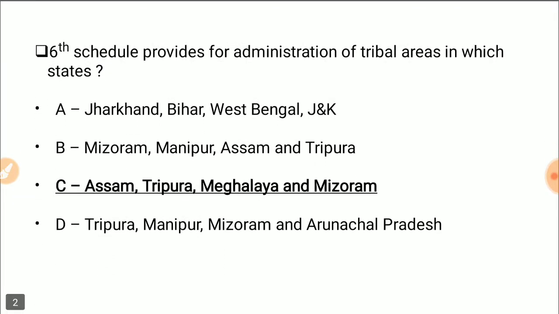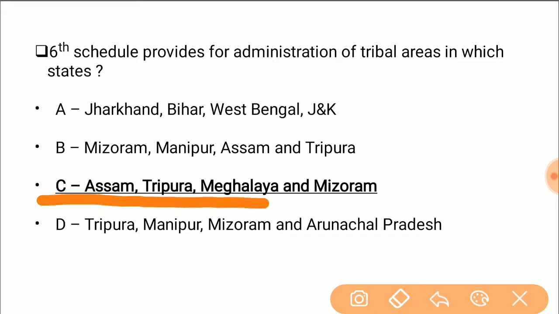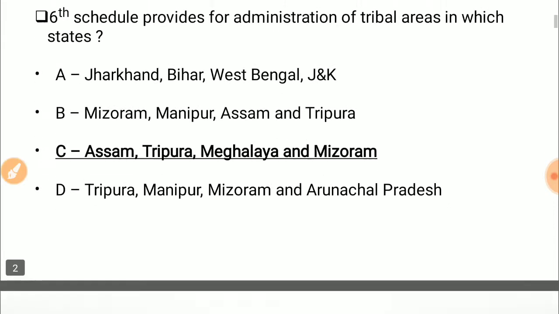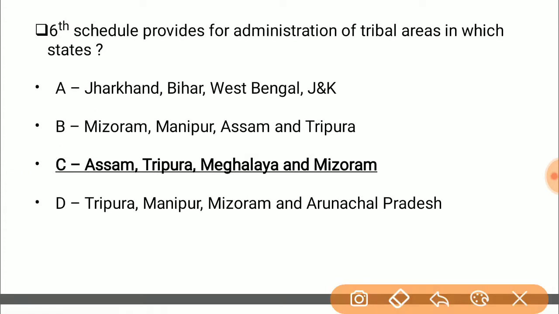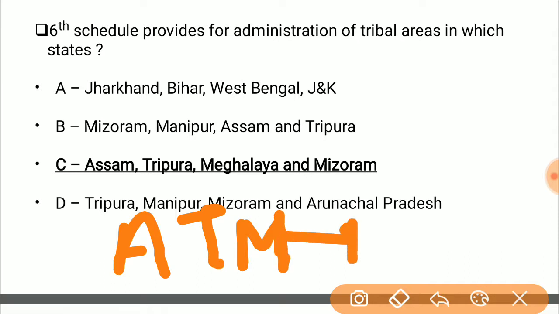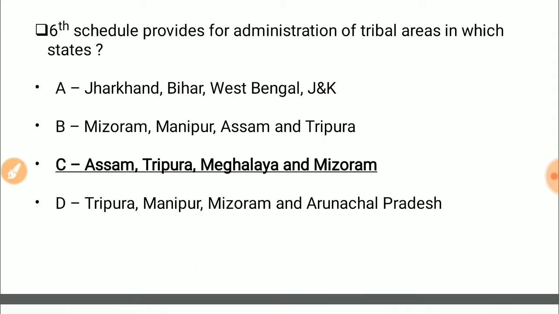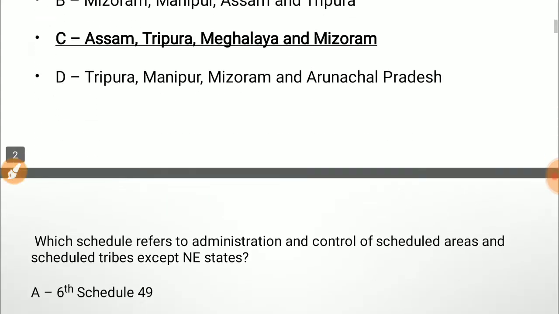So let's get started. Sixth schedule provides for administration of tribal areas in which state? Now, guys, fifth schedule also provides for the administration of scheduled areas, tribal areas, but apart from these four states, for these four specific states that we are going to see, the sixth schedule comes into power. So the correct answer is Assam, Tripura, Meghalaya, and Mizoram, the northeastern states. You can remember it using ATMM. Okay. So ATMM is the acronym which you can use for remembering this.